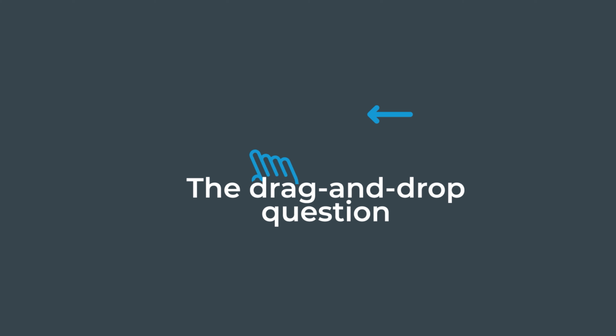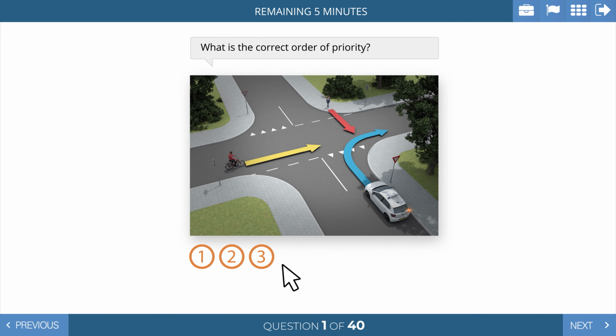The drag and drop question. In this question, you have to drag and drop circles with numbers to the correct positions in the image. You will usually have 3 or 4 circles. Once you begin dragging a circle, you will see where you can place it on the image. For these types of questions, you need to indicate the correct order for right-of-way.